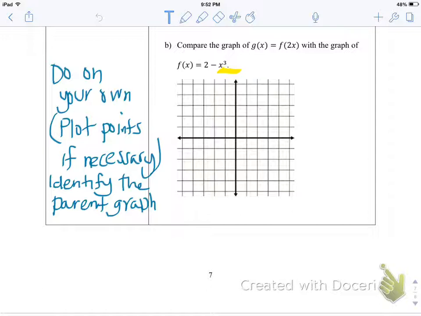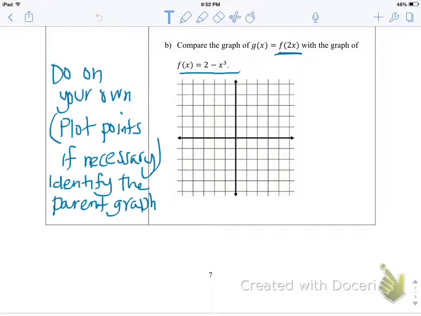And you have a couple things going on. Here's a couple things you have to do. First, identify your parent graph. Then graph f of x equals 2 minus x cubed from your parent graph. Then if you were to plug in f of 2x, I want you to graph that. So you're going to have a total of 3 graphs on here. Plot some points. Make a table and plot points for each of these.